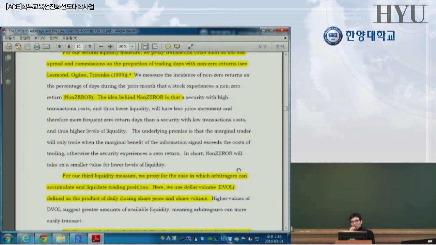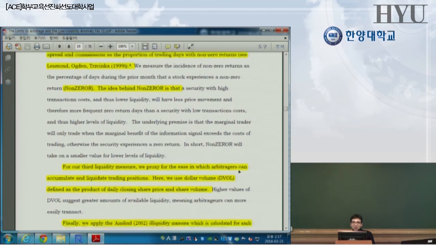For our third liquidity measure, we proxy for the ease with which arbitrageurs can accumulate and liquidate trading positions. Here we use dollar volume, D-vol, defined as the product of daily closing share price and share volume. If there is an active market, it's more liquid, right? It is easy to sell or buy. So it is the usual, very popular measure of liquidity, whether there is a lot of trading volume or not.